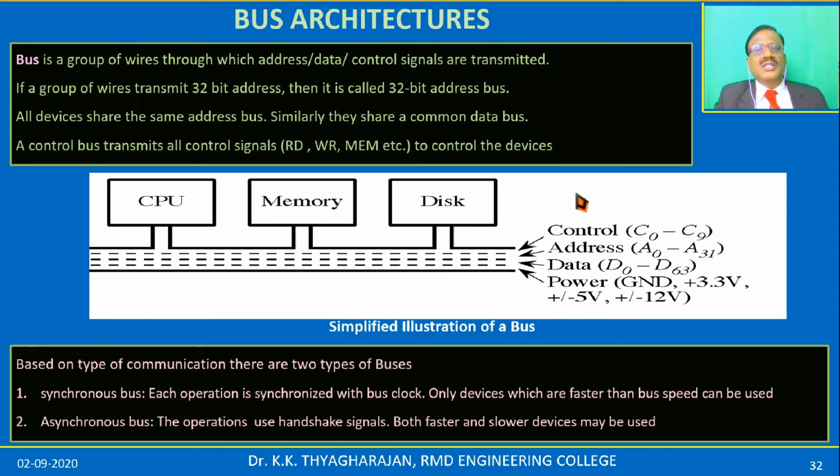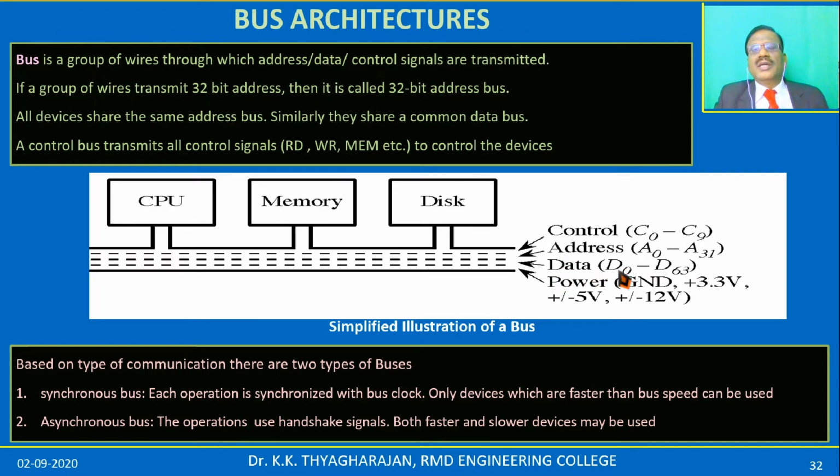to control the devices. You see this figure, the CPU, memory and secondary memory disk are all connected to the same bus, the same group of lines. For example, you take this address, A0 to A31. That means 32 bits are used, that means 32 lines are used through which the address is passed. So these 32 lines form the address bus.